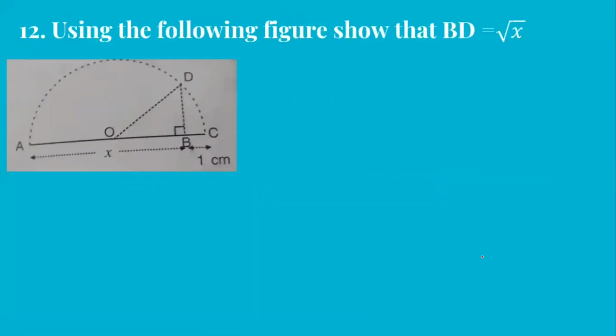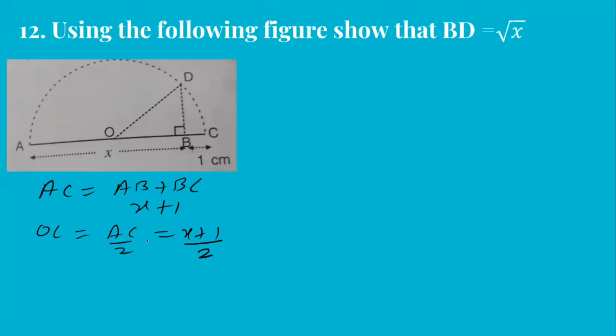So the last question of this exercise, using the following figure, show that BD is equal to root x. So look at this figure. We have AC is equal to AB plus BC. So AB is x and BC is 1. So you get x plus 1. So if I have to find OC, since O is the center of this semicircle, we get OC is equal to AC upon 2, which is x plus 1 upon 2.